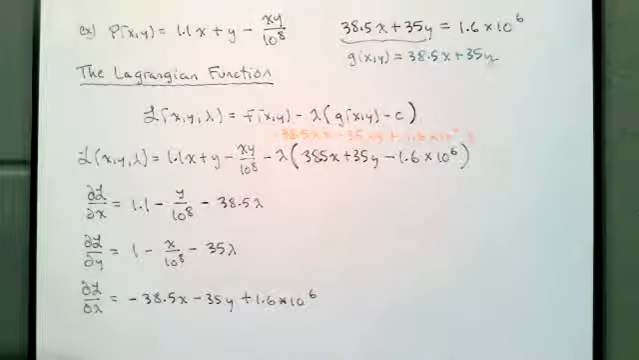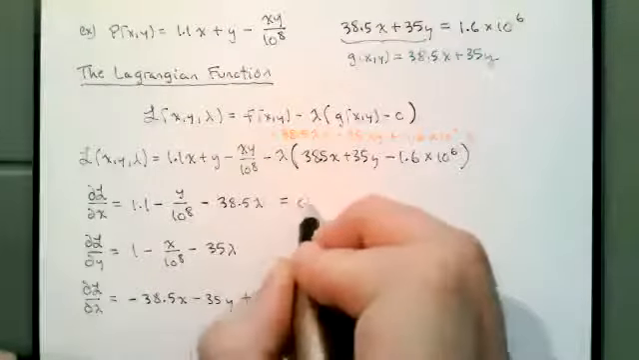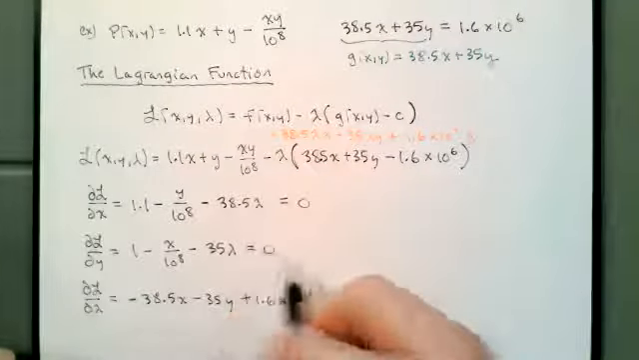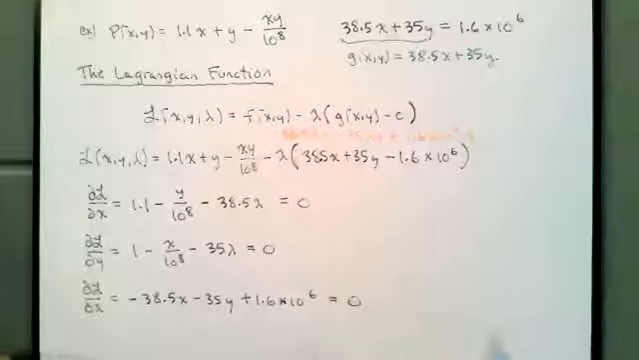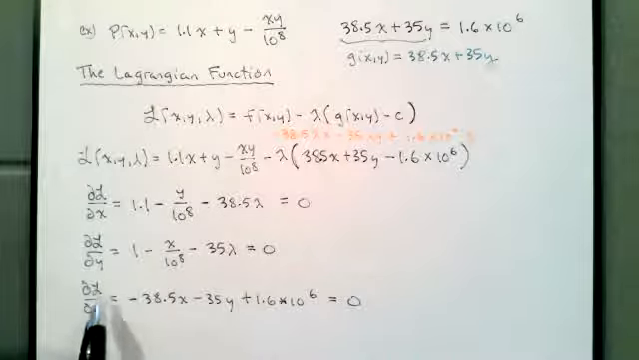We have this function that we're trying to optimize. So we're going to set our partial derivatives equal to 0 and solve. Notice that the partial with respect to lambda is just going to tell us what our constraint is. So no surprises there.